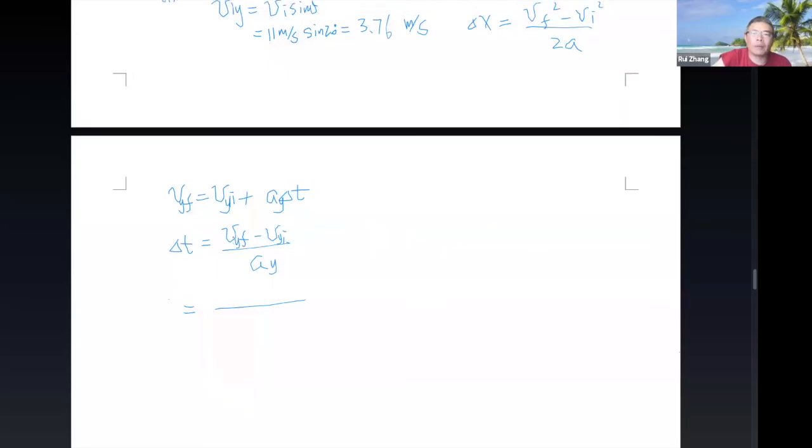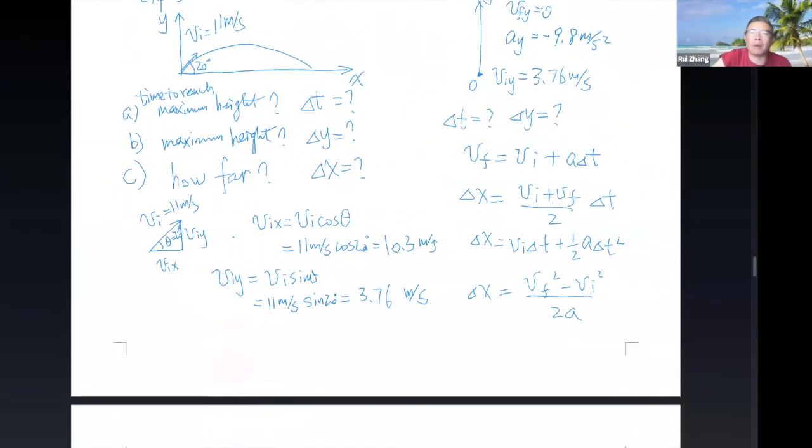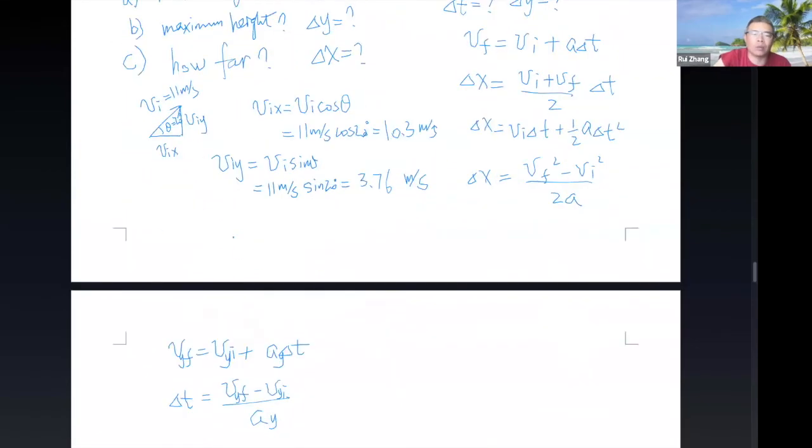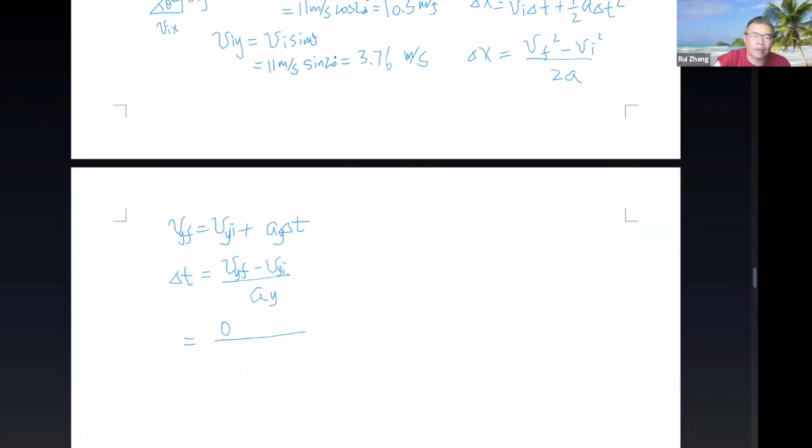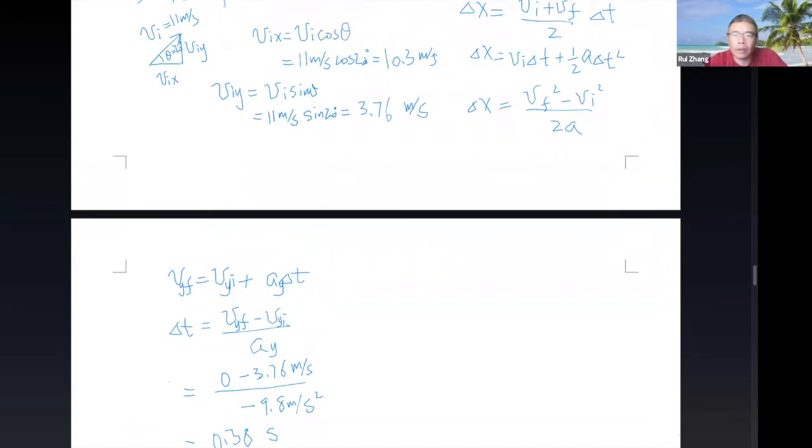Now, if we plug in numbers here, we get VY final 0, VY initial is 3.76. So 0 minus 3.76 meters per second divided by acceleration, which is negative 9.8 meters per second squared. As you can tell, this is totally our last chapter problem, okay? So at this point, you use your calculator: 3.76 divided by 9.8, and you get 0.38. So this is the time it takes to reach the highest point, the maximum height.